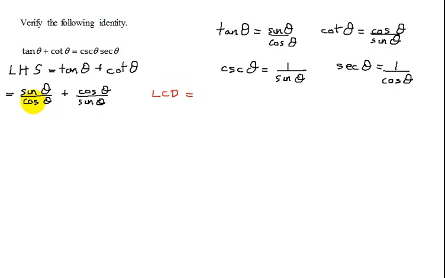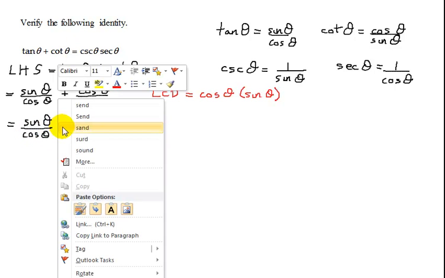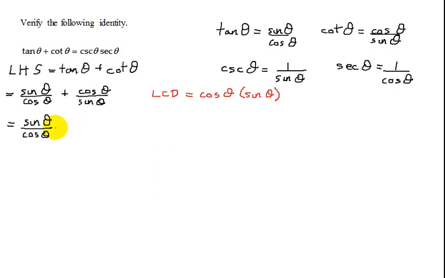So for the LCD, you need your first denominator, so I need a cosine theta. And now go to your second denominator, I also need a sine theta. So my LCD, least common denominator, is cosine theta times sine theta. Now remember, I'm just working on one side at a time. I can't multiply by the LCD to get rid of my denominators. Instead, I have to write everything over the least common denominator.